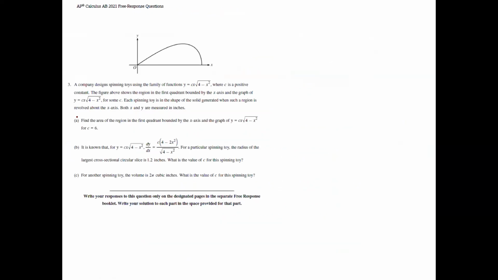So part A asks you to find the area of the region in the first quadrant bounded by the x-axis and that graph, where C is equal to 6. Looking at this, you know that y equals C times x times the square root of 4 minus x squared. As I'm looking at this right here, I'm going to set it equal to 0.